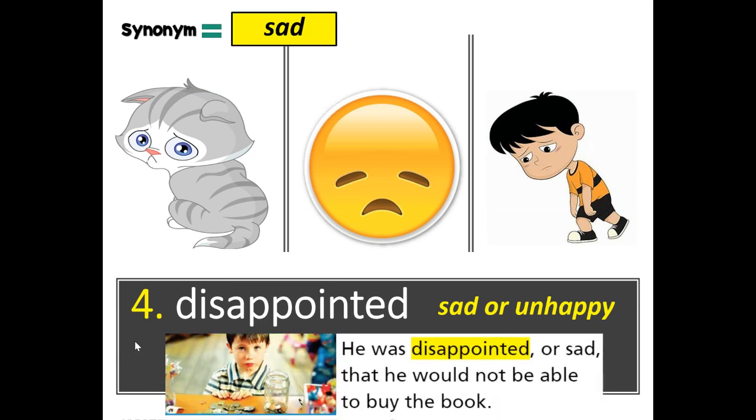He was disappointed or sad when he would not be able to buy the book. Looks like he had a jar of money where he had a fund or an account where he kept his money. Think about it. Think of a time when you were disappointed. What had you hoped for and why didn't it happen?